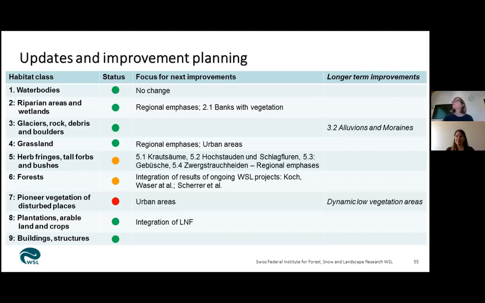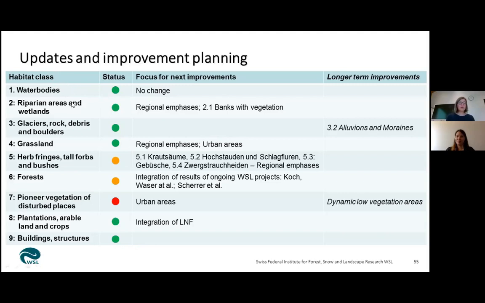So this is kind of the status of how well we think we've been able to model the different habitat classes, what we know needs improvement sooner, and what will be improved in the longer term, assuming we're able to continue with improvements. We don't plan to change things like water bodies and buildings, because that's the standard data from the topographical landscape model.